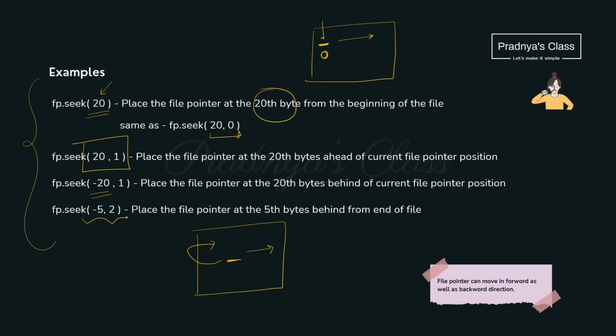Now let's consider one example with the mode 2. Mode 2 means we are at the end of the file. So you cannot move further, because if we are at the end of the file, there are no records in the forward direction. It means you will move in the backward direction only. That's why -5 is mentioned. You will come back 5 bytes.